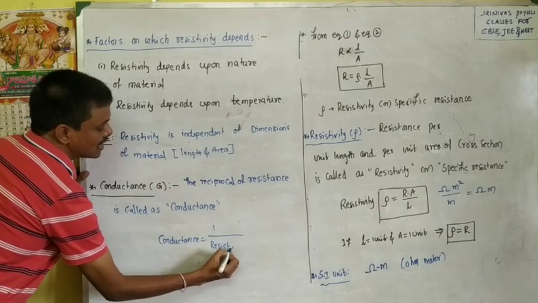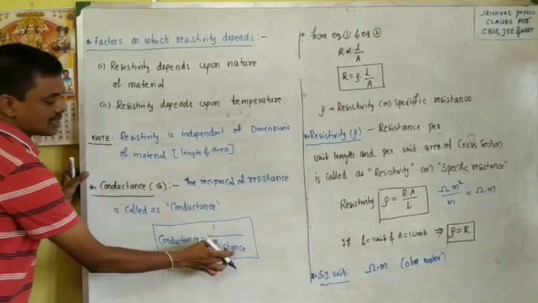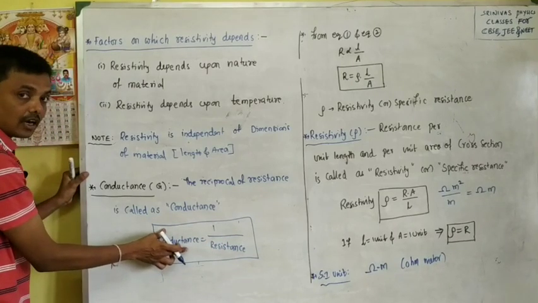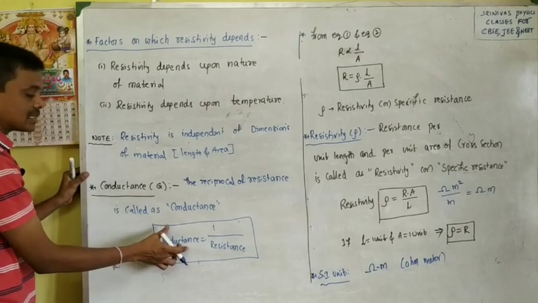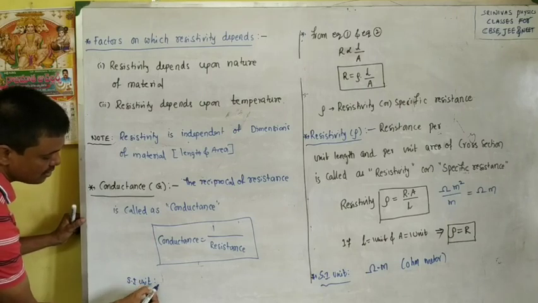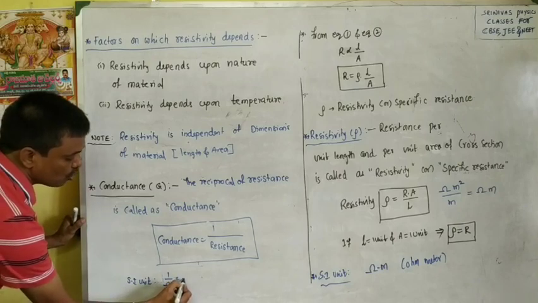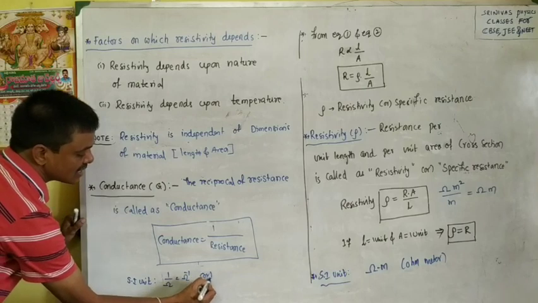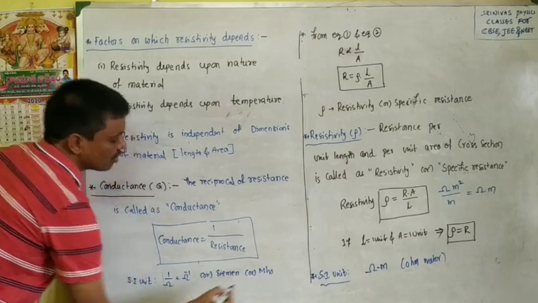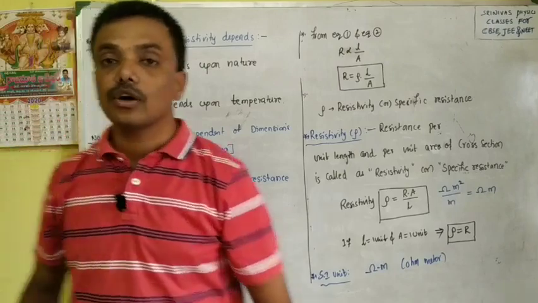The material which has less resistance has more conductance, right? More current passes. Resistance less means opposition less for the current. When opposition is less, a greater amount of current flows. That means conductance is more. And the SI unit of conductance is 1 by ohm, or ohm inverse. This ohm inverse is also called Siemens, or mho. Ohm inverse, Siemens or mho is a unit of conductance.